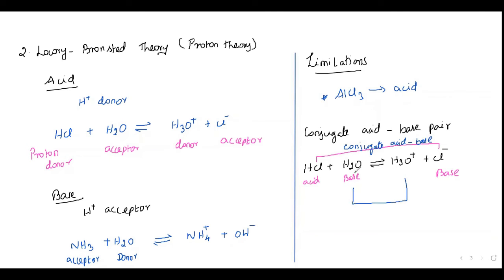Okay, on the reactant side, H2O acts as base. It is accepting H plus. So after accepting H plus, it can donate H plus. So this is conjugate acid base. But this is about Lewis-Bronsted theory.